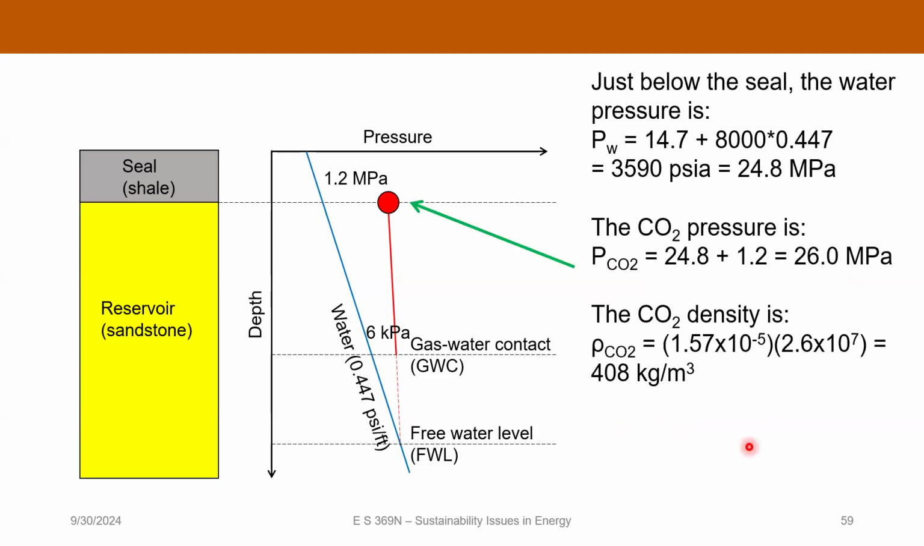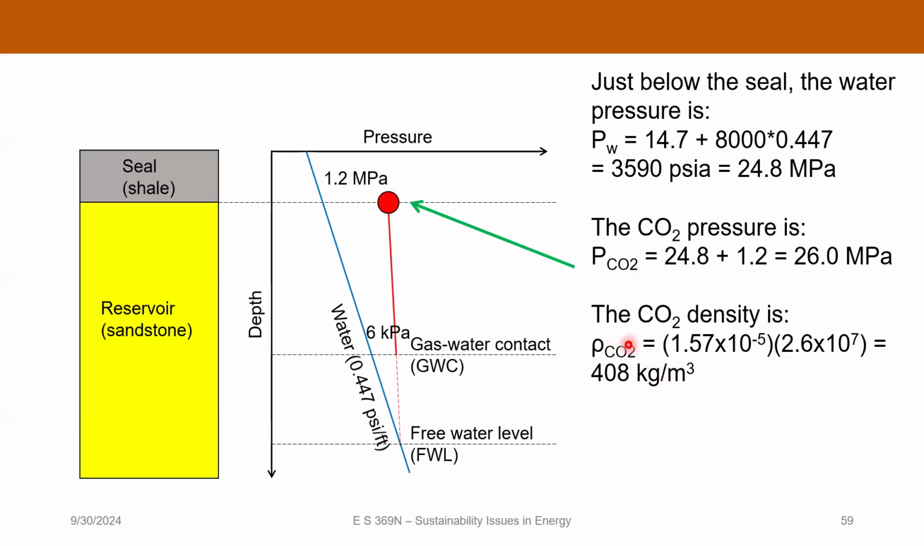Okay, so the water pressure at this depth, we're at 8,000 feet. We know that we've got a normal gradient, so we take 1 atmosphere, and then this is going to be the pressure. That gives us 24.8 megapascals in the water phase. We know that the CO2 pressure here is going to be the water phase pressure plus the capillary pressure that we have there. So it cannot be larger than 26 megapascals.